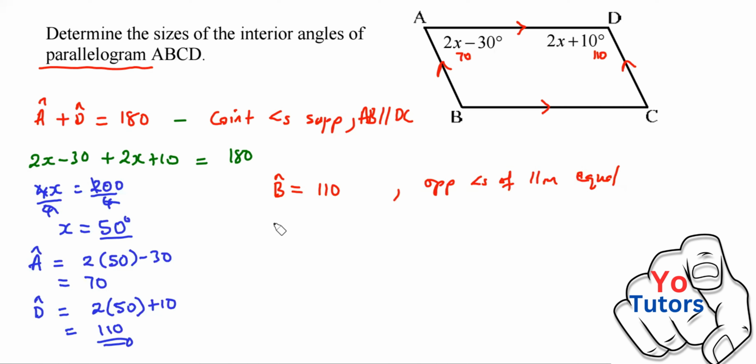Then what else can we say? We can also say C is equal to 70. Why? Opposite angles of a parallelogram are equal. That's what we need to do. So we have found everything and we are able to proceed. That's what you need to understand, guys, that this one here is going to be 110.